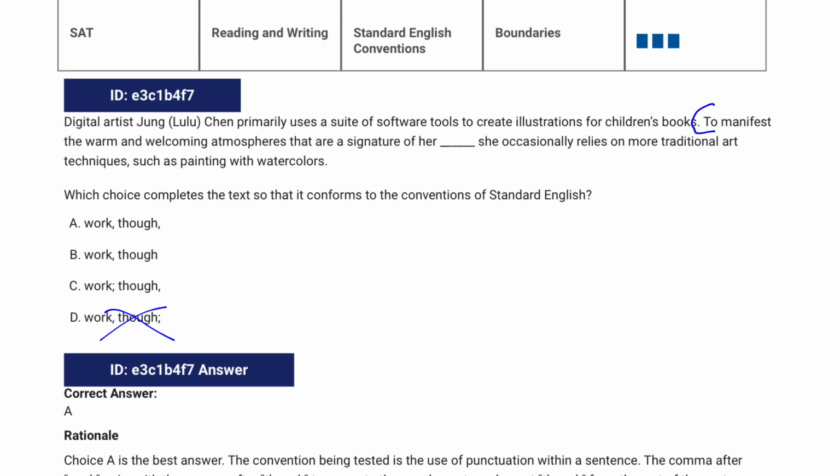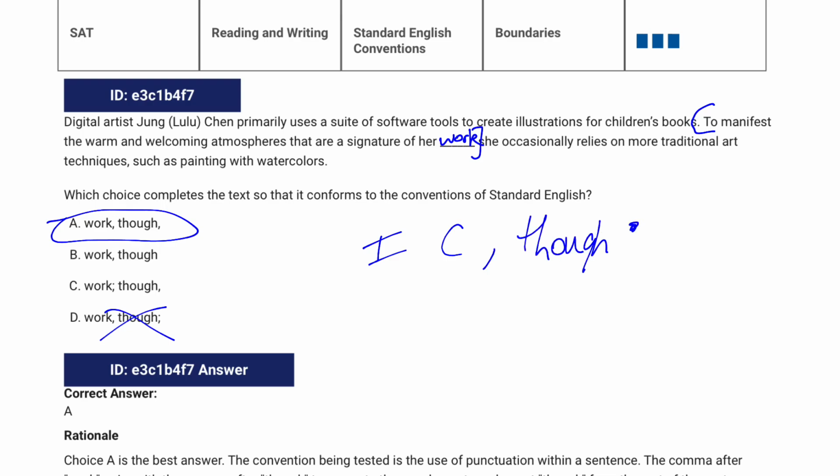The reason why two commas works here is because everything to the left is not a complete sentence. If you read, to manifest the warm and welcoming atmospheres that are a signature of her work, there's no subject. So these rules apply where we would have an independent clause, comma, though, and then a semicolon if there's another independent clause on the other side. The problem is if there's not a complete sentence, then comma, comma works.